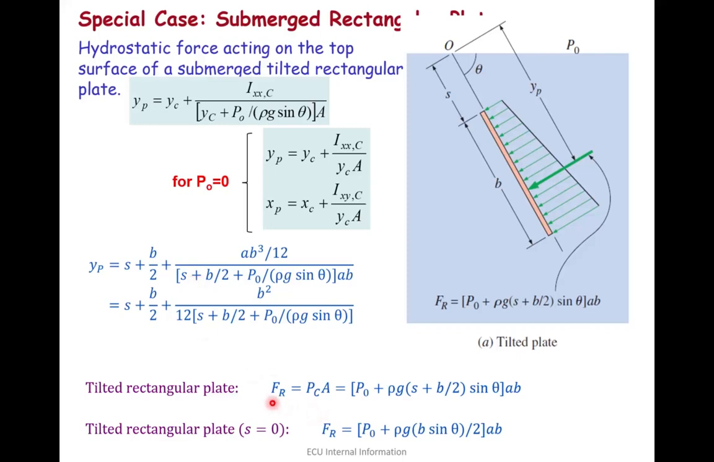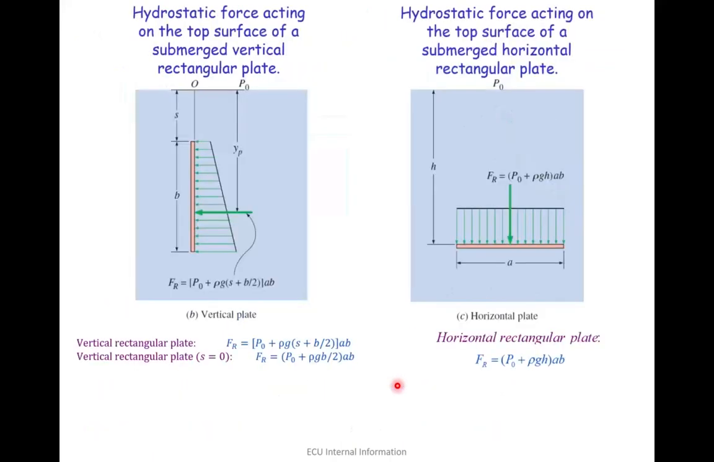So you can see for a tilted rectangular plate, PCA, which we already know, how PC is rho g hc, which is what it is saying here. But if this touches the surface, then s would be 0. You're putting s equal to 0 in here, and the equation will be simplified. Basically, this is a special case derivation of another formula which you don't need, but it is important to understand how these are working.